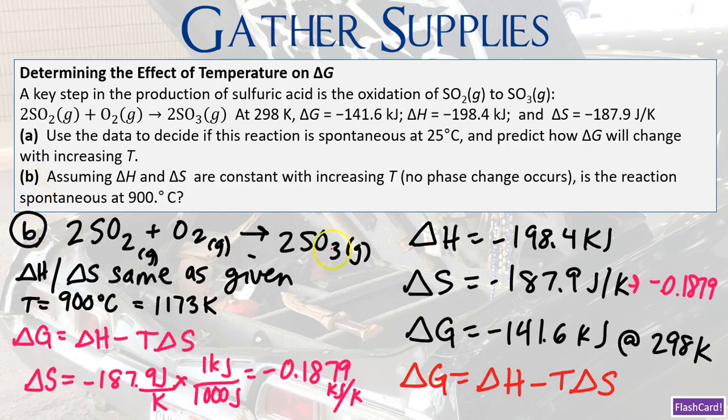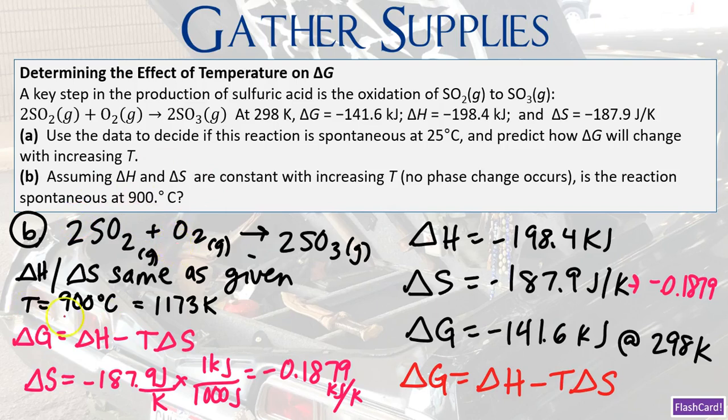Let's go ahead and move on to letter B. For letter B, I'm still going to have my same reaction, and it says assume that delta H and delta S are constant with this increasing temperature. So that means delta H and delta S that were given are going to be the same. Then they're telling us that we're going to increase temperature for this reaction all the way up to 900 degrees Celsius. If we increase the temperature up to 900 degrees Celsius, will this reaction be spontaneous?